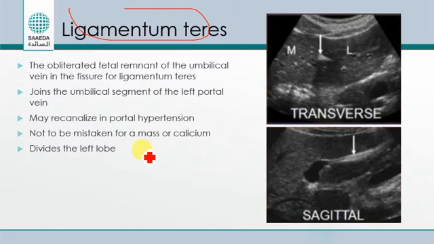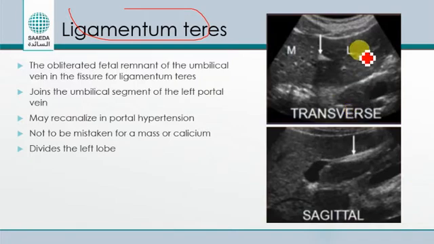There are some conditions that recanalize the umbilical vein. It should not be mistaken for a mass or calcification. And it is an anatomical divider. It divides the left lobe. We will talk about it in a minute.